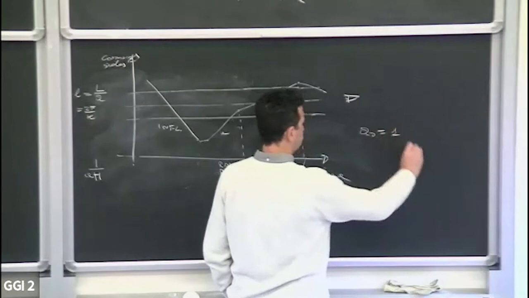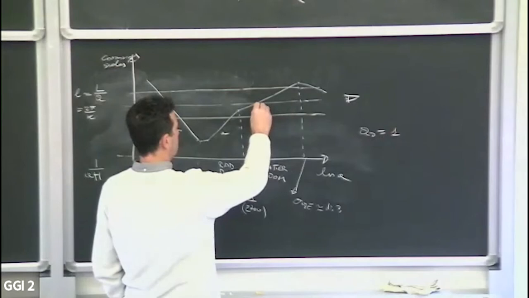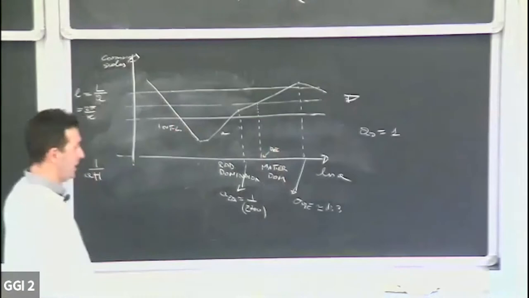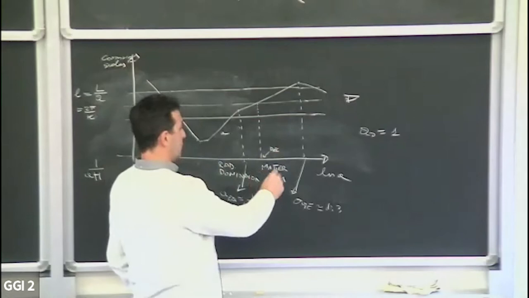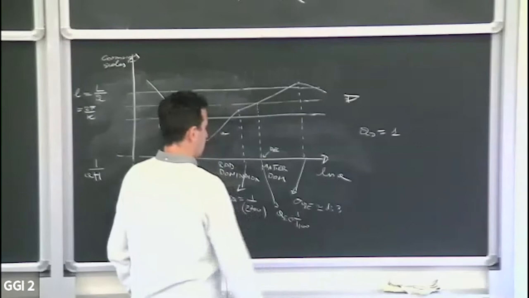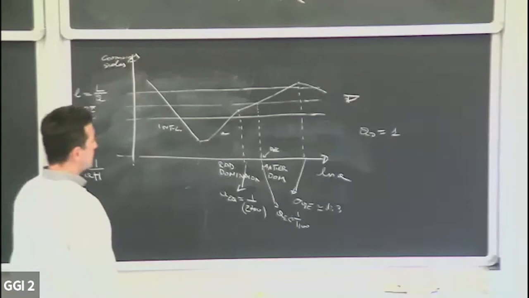And then there is also another very important epoch. I don't want to complicate the plot too much, which happens after radiation domination, which is the decoupling between matter and radiation, which happens during matter domination at a redshift of order, when the scale factor was of order 1,100 to the power minus one. Okay, so now there is a lot of structure in this plot.